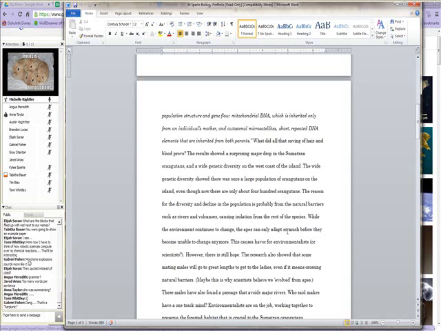But I do like the part that also shows that some mating males will go to great lengths to get to the ladies. Okay, does that help you guys a little bit understand where we're going? Good.